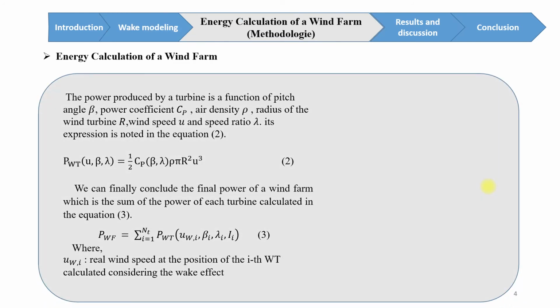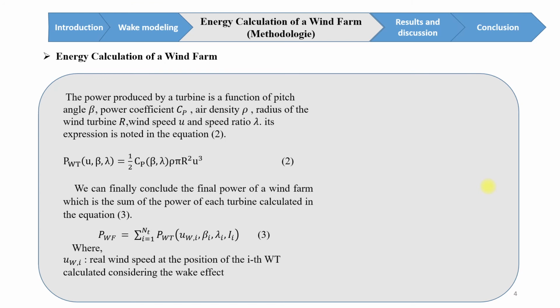Energy calculation of a wind farm. The power produced by a turbine is a function of pitch angle beta, power coefficient Cp, air density ρ, radius of the wind turbine R, wind speed U, and the speed ratio lambda. Its expression is noted in equation number 2.